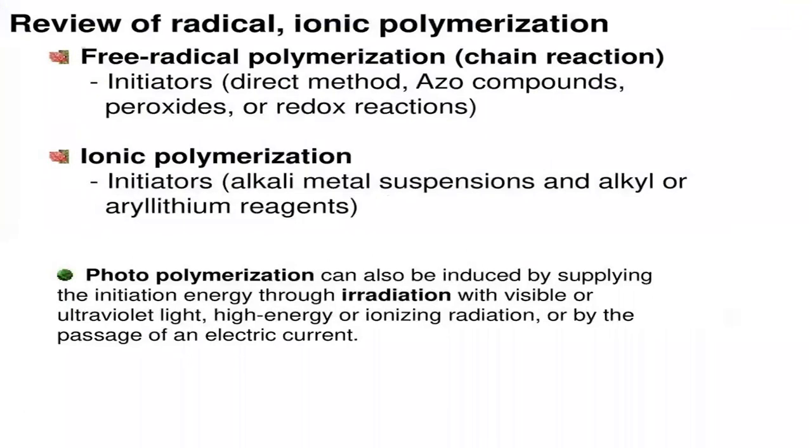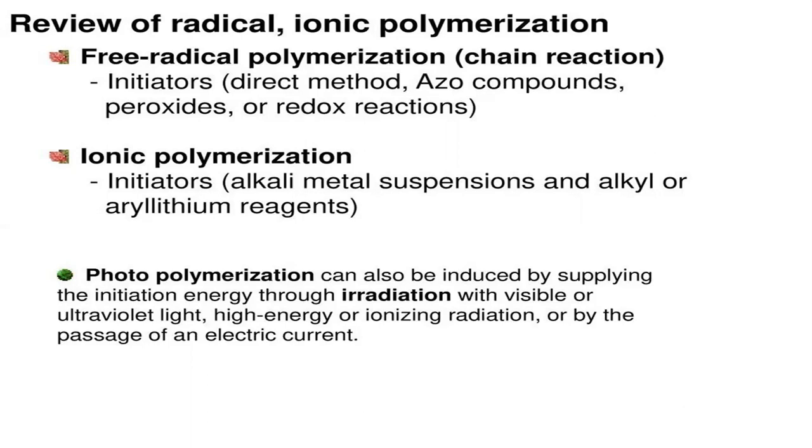And what is photopolymerization? Review of radical and ionic polymerization. It has free radical polymerization and ionic polymerization. In this, initiators have direct methods, azo compounds, peroxides or redox reactions, and ionic polymerization has alkali metal suspensions and alkali or lithium reagents. So these are the reactions in the polymerization.